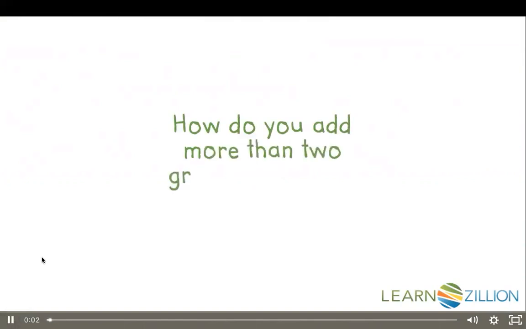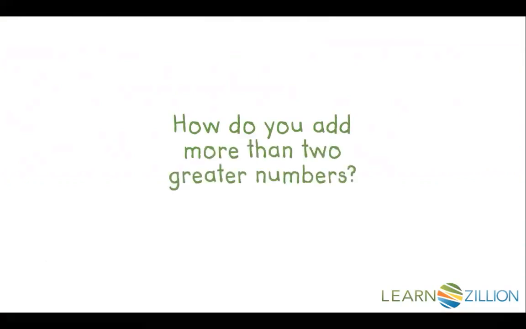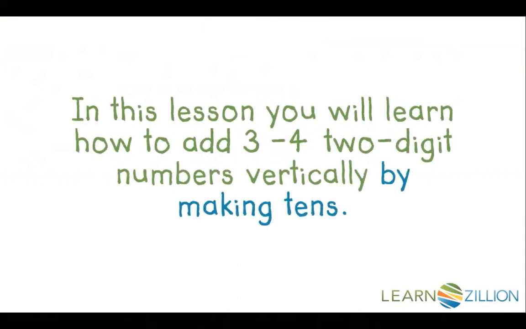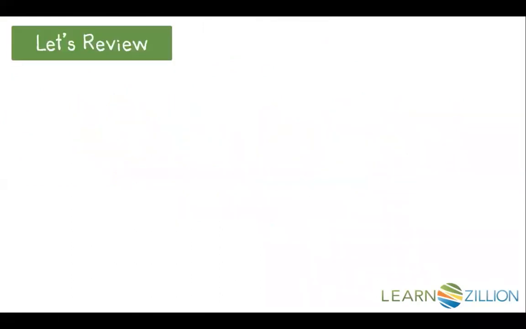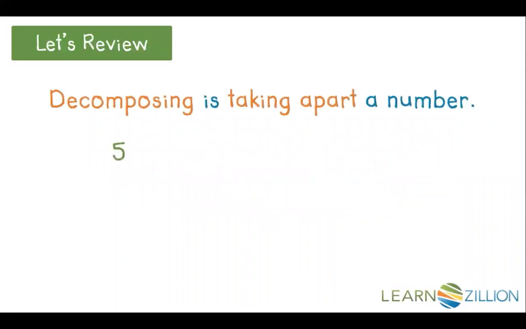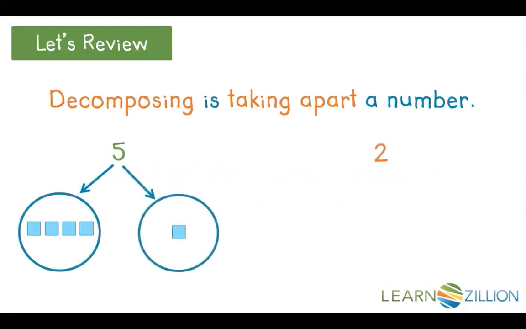How do you add more than 2 greater numbers? In this lesson, you will learn how to add 3 to 4 two-digit numbers vertically by making tens. Let's review. Decomposing is taking apart a number. 5 can be decomposed into 4 ones and 1 one. 23 can be decomposed into 20 and 3.